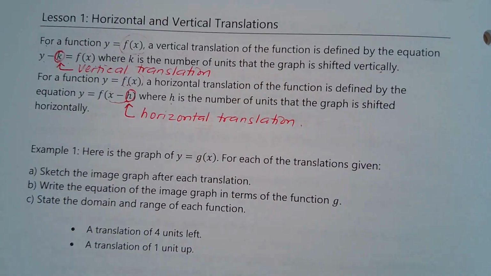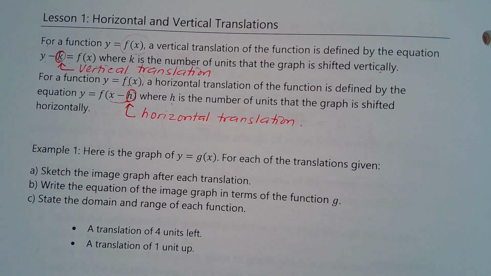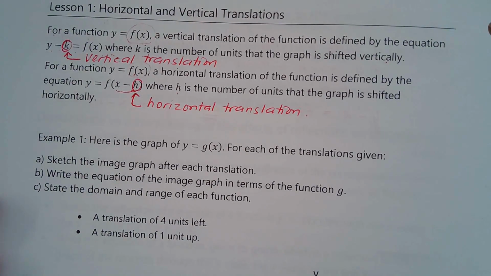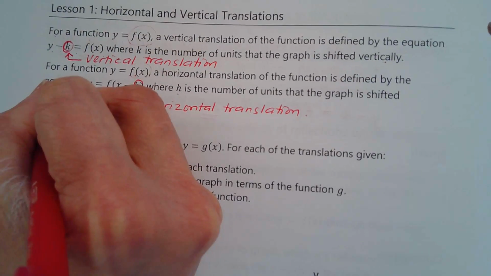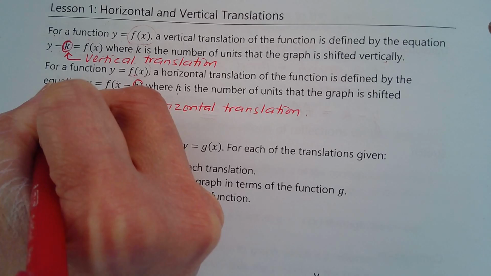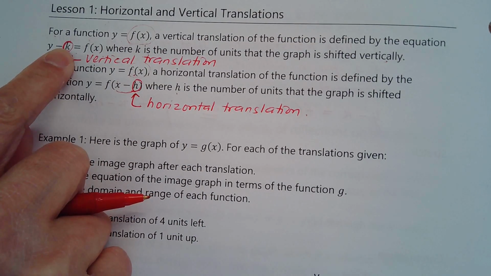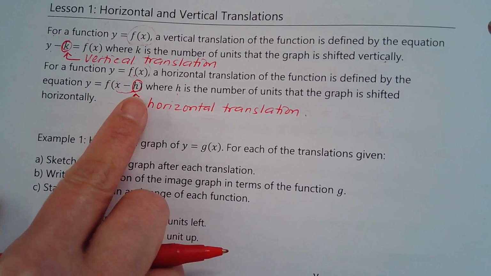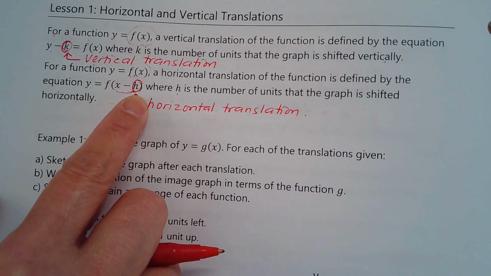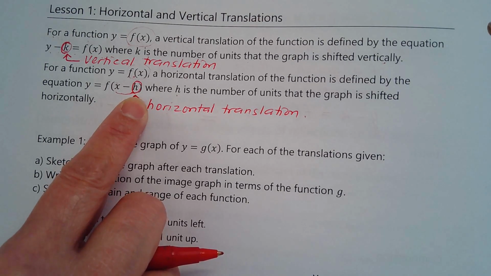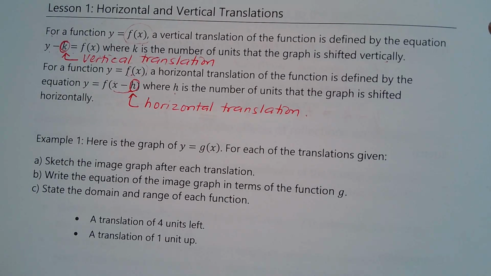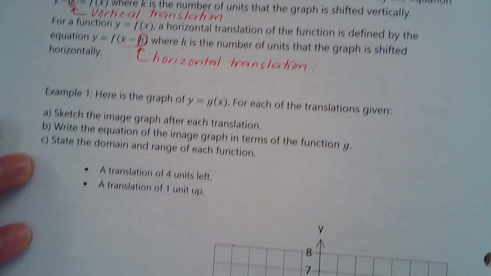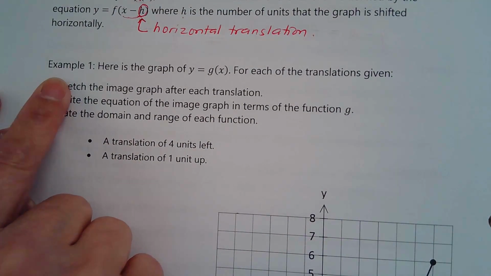So we're not changing the graph. What we're doing is just moving it up or down, left or right. Okay? So if K is positive, it's moved up. If K is negative, it's down. If H is positive, it's moved to the right, whatever is your right. And then if H is negative, it's moved to the left. Okay, so take a look at example 1.